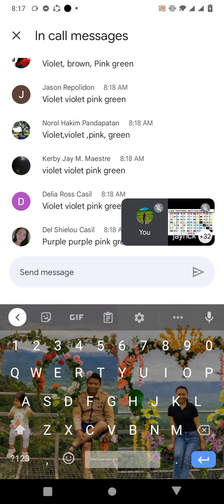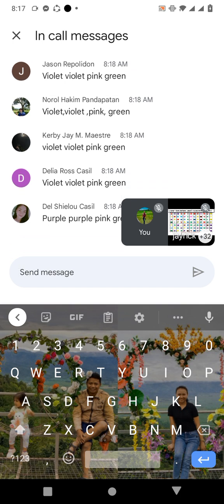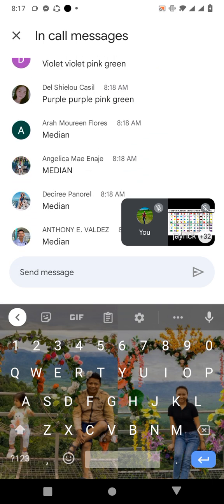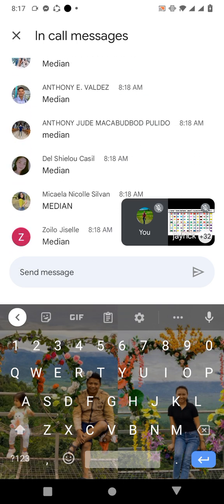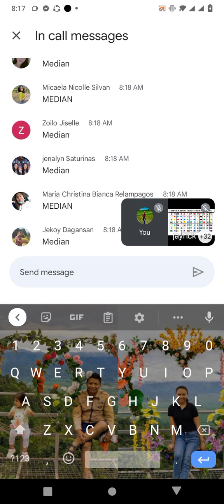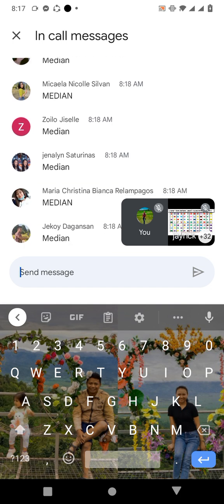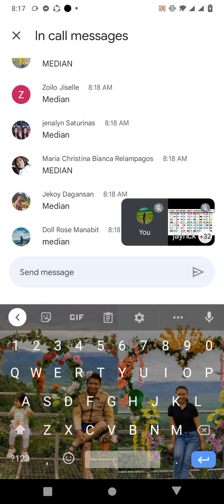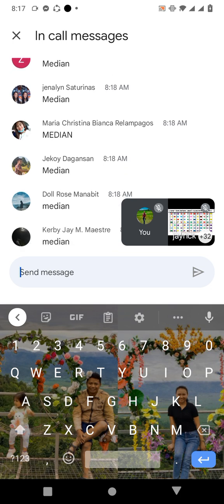Next, in this table of letters, we can see the word mean, the mode. Okay, next, let's have the third question. Letter N is my last letter. Letter E is my second letter. Who am I? According to Ma'am Ara Maureen Flores, that's median.